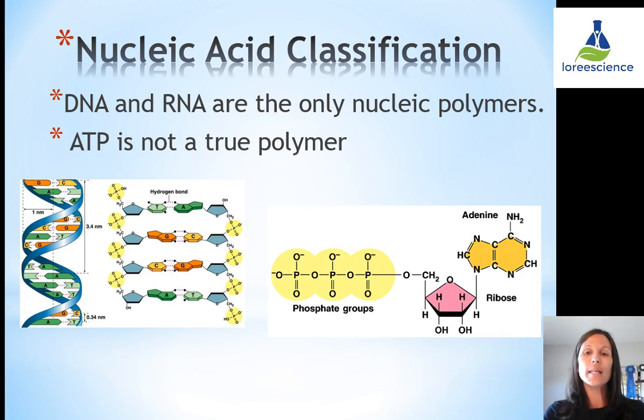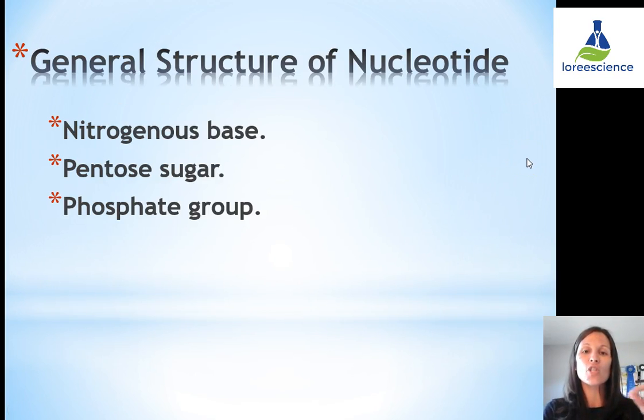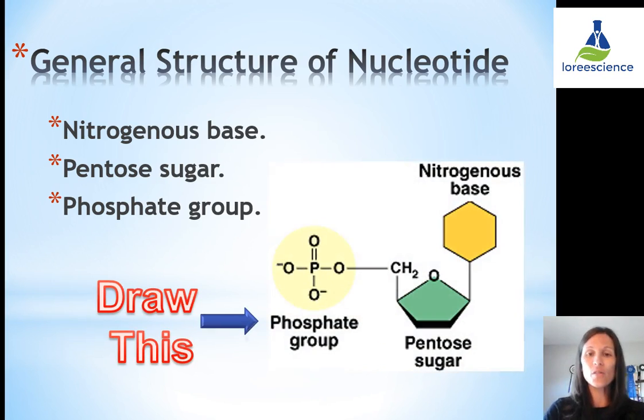So in terms of nucleic acid classification, the monomers are nucleotides, but DNA and RNA are technically the only true polymers because they can become very long chains. ATP is not a true polymer because when you look at it, it can only have 3 repeating units, not technically a polymer. So let's take a look at the general structure of the nucleotide, or the monomer of a nucleic acid. 3 parts: a nitrogenous base, a pentose sugar, and a phosphate group.